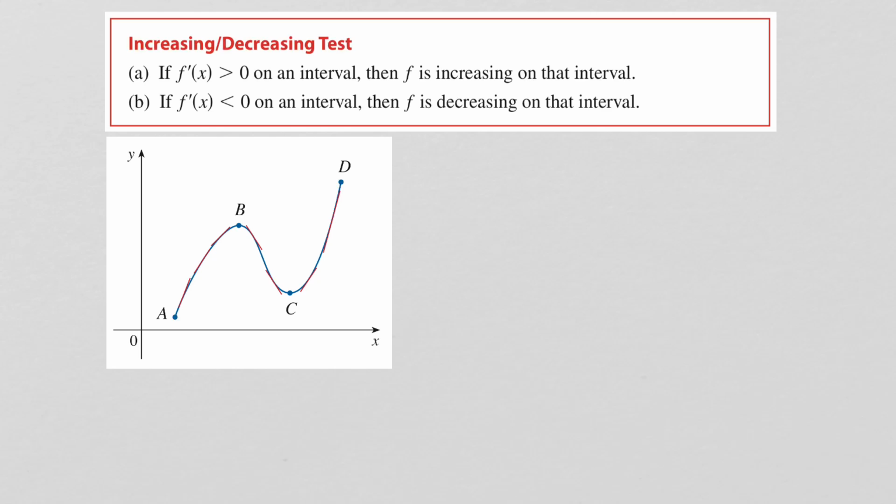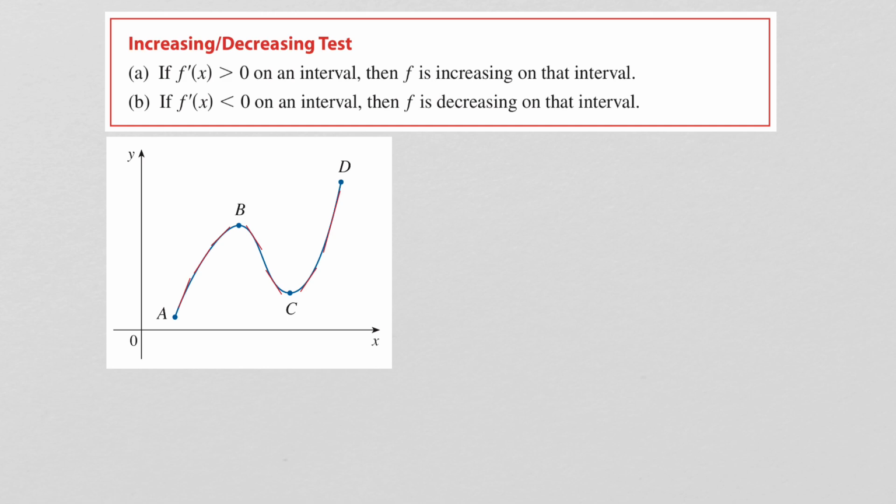If you look at the graph here, you can see clearly the function is increasing from point A to point B. And if you imagine drawing any tangent line to the function in between these 2 points, the slope of that tangent line would be a positive number, and that means the derivative would be positive. But from point B to point C, the function is clearly decreasing, and if you were to draw a tangent line at any point in between these 2 points, the slope of that tangent line would clearly be negative, which means the derivative would be negative.